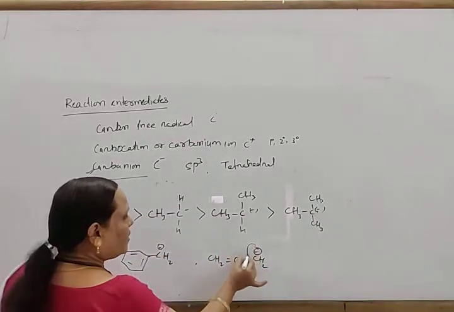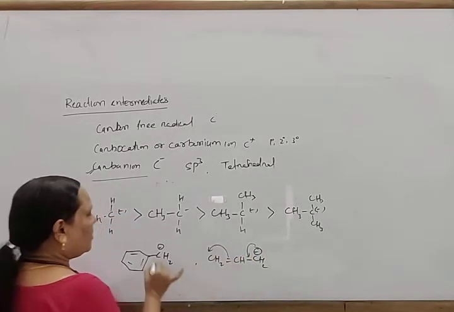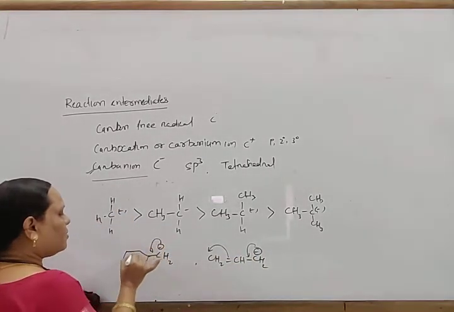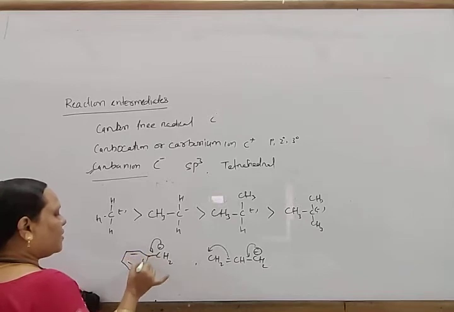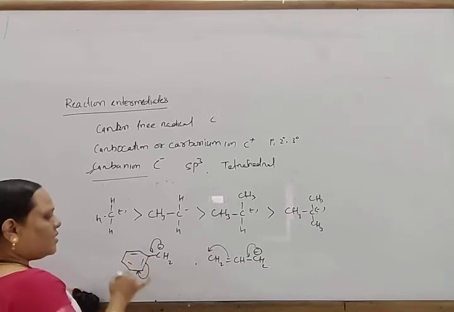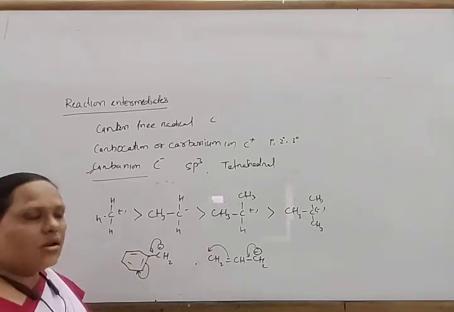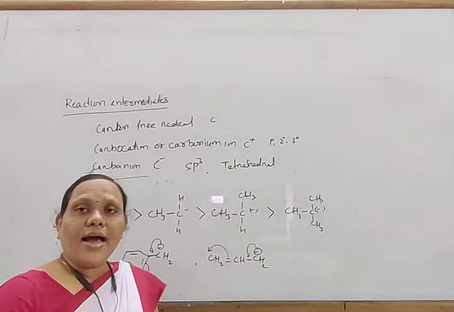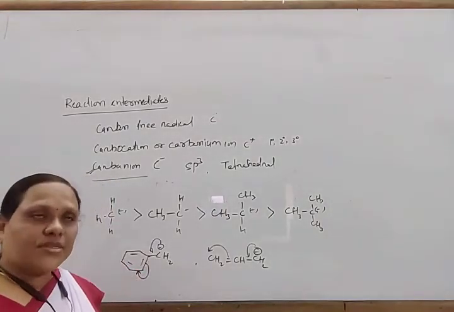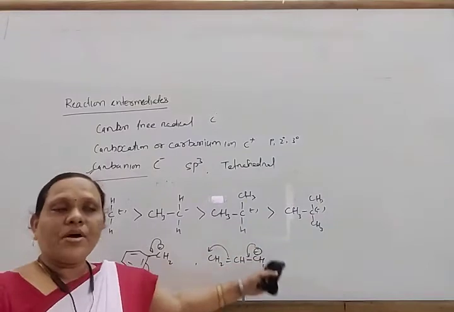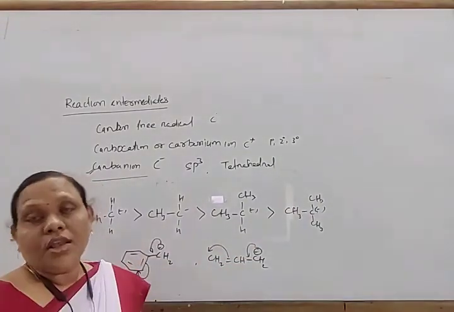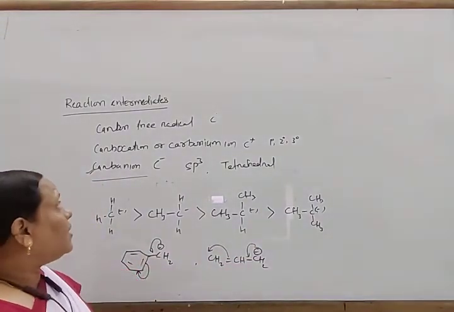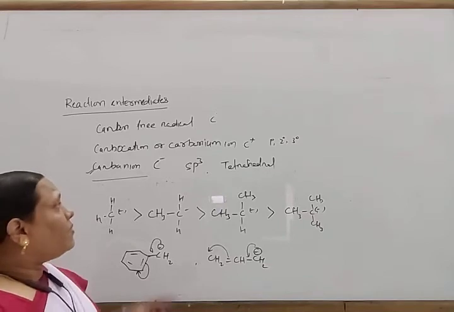So this electron pair comes here and this electron pair comes here. This electron pair comes here and this electron pair comes here. In this, due to extending this conjugation, these benzyl and allyl free radicals are more stable than these alkyl groups. Okay. So then come to the structure.